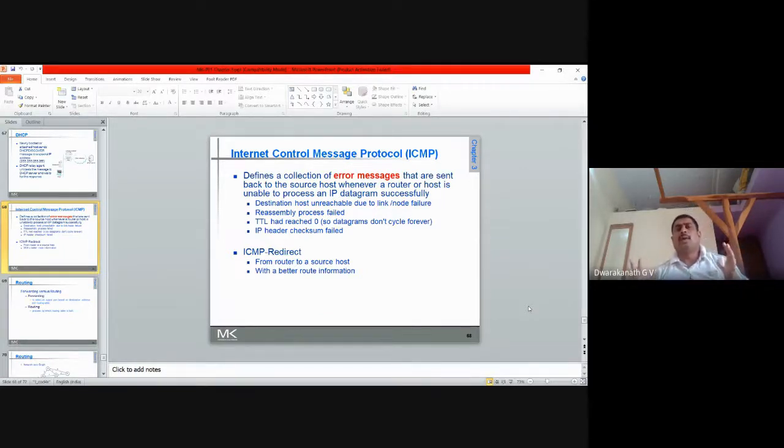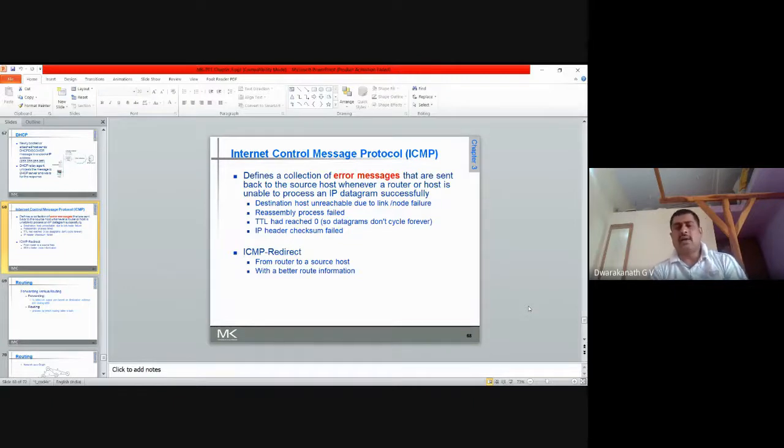All control messages, all error messages, will be controlled by the ICMP protocol. In this way, the ICMP protocol will help the IP protocol to manage the route of packets between source and destination. So these are the other protocols, ARP, DHCP and ICMP, which support the IP protocol.